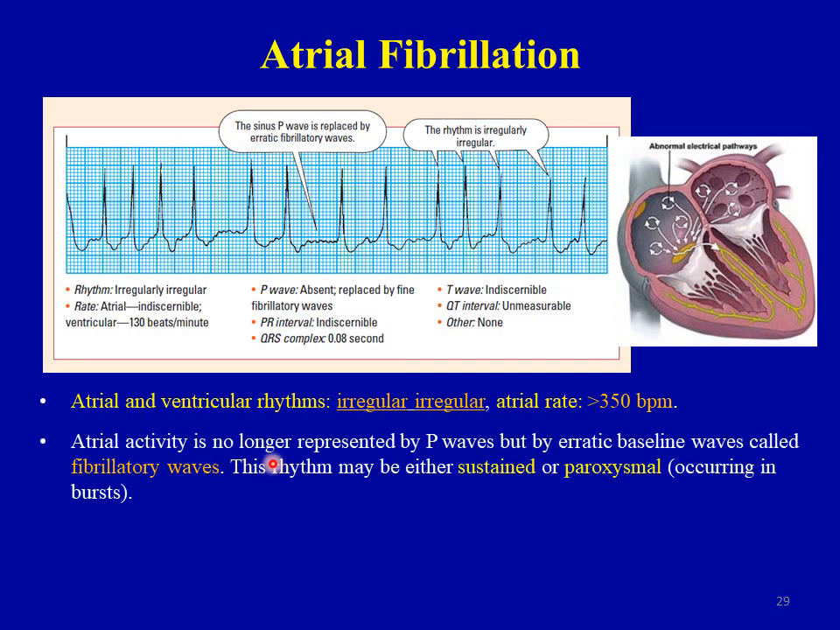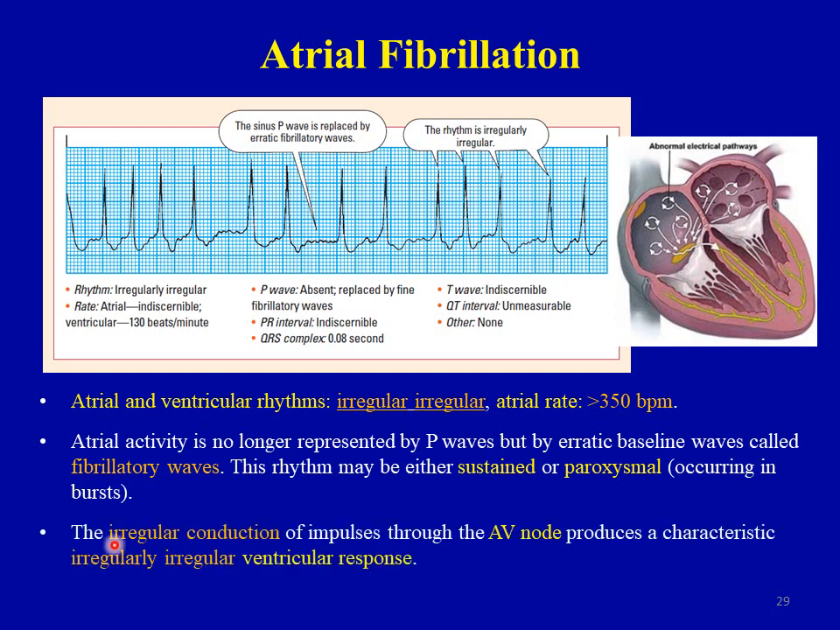Atrial activity is no longer represented by P waves, but by erratic baseline waves called the fibrillatory waves. This rhythm may be either sustained, so it is continuous, or paroxysmal, just coming in bursts or short attacks, and then the sinus rhythm is restored. The irregular conduction of impulses through the AV node produces a characteristic irregular ventricular response, as we can see here, entirely irregular ventricular response.